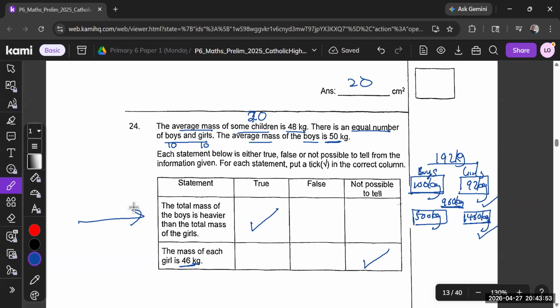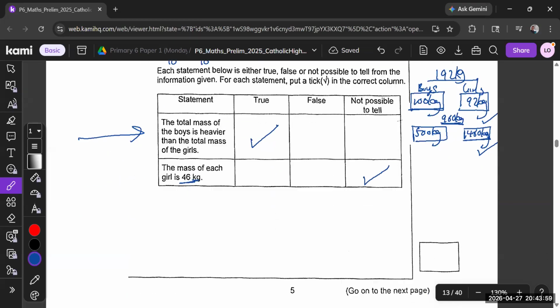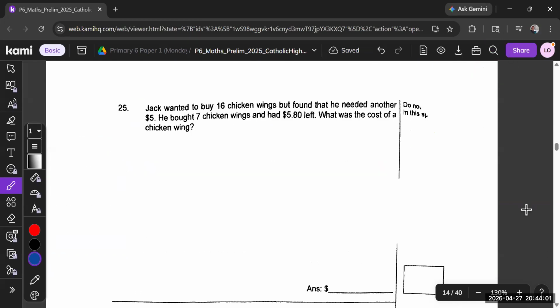That is the lesson. Okay, you will see this in paper 2 also. Okay, let's go on to question 25. This one also quite easy.